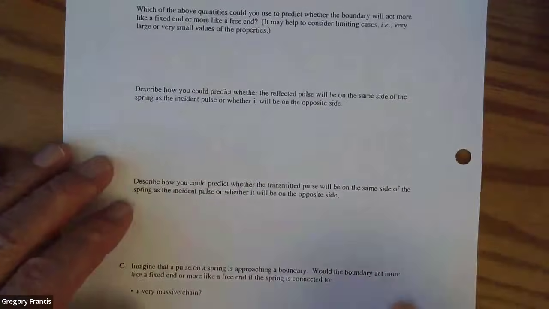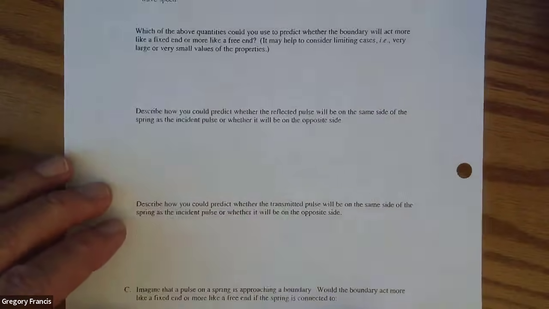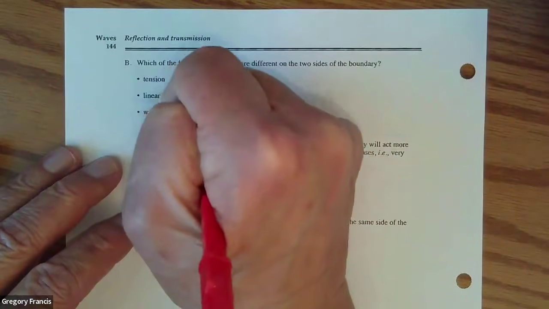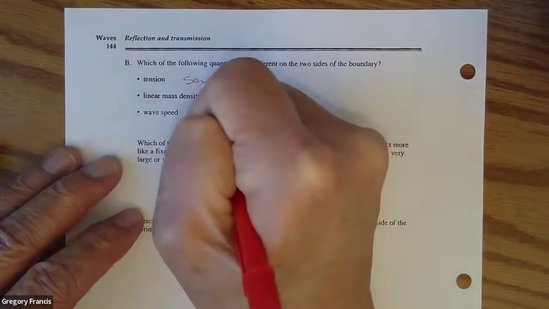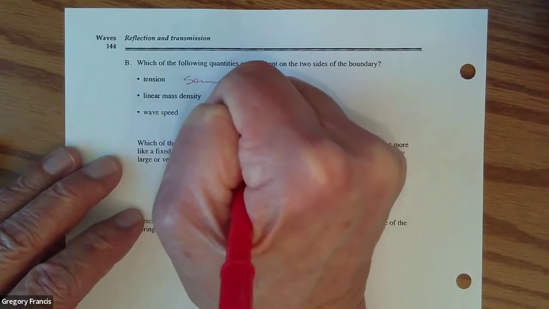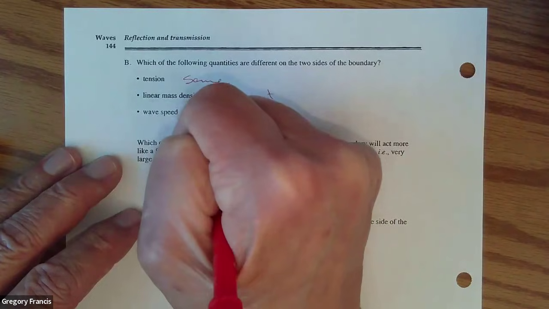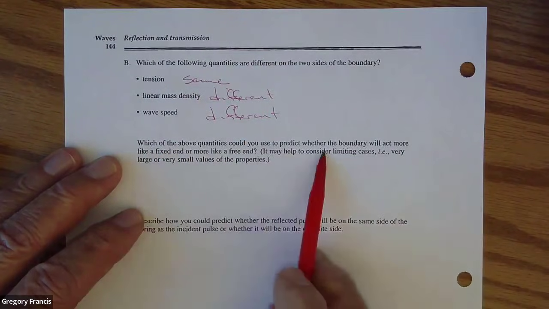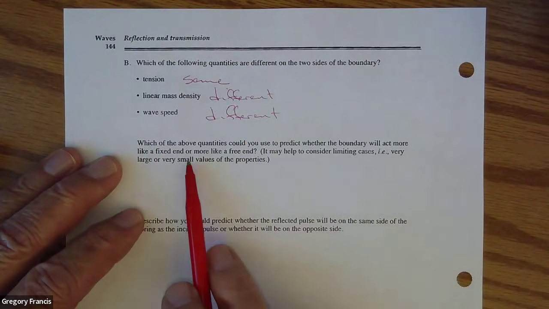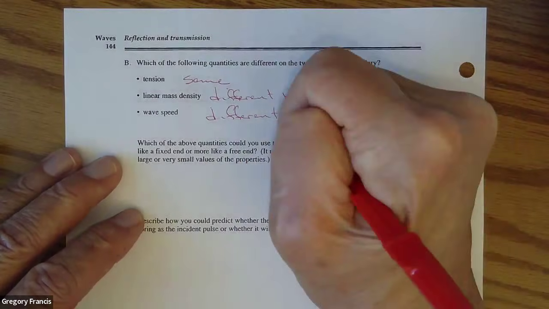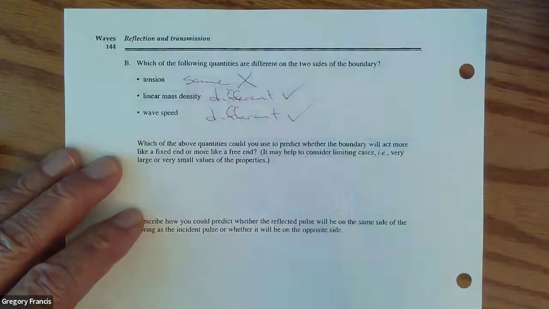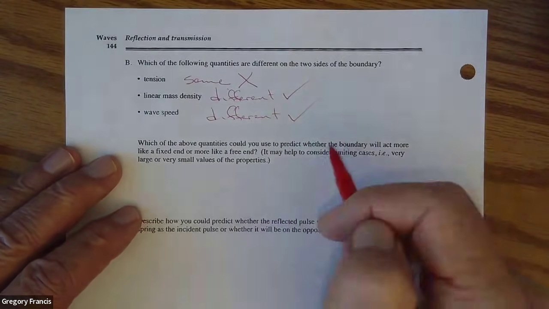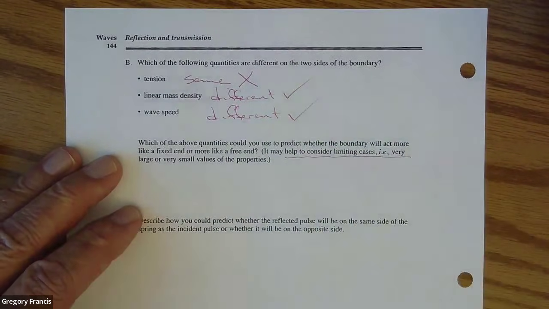Okay, last page. Which of the following quantities are different for the two sides of the boundary? Well, the tension is the same. The linear mass density is different, and the wave speed is different. Which of the above quantities could you use to predict whether the boundary will act more like a fixed end or a free end? Well, clearly, that one's not going to be helpful because that's the same on both. So they suggest that we consider limiting cases.